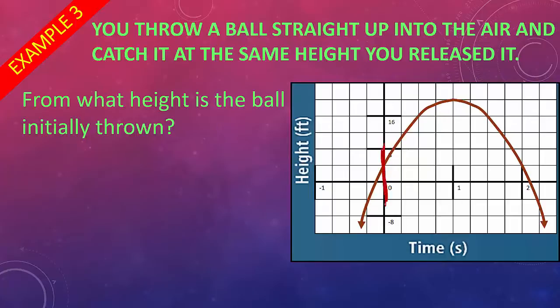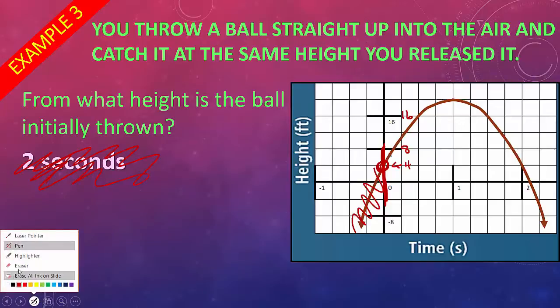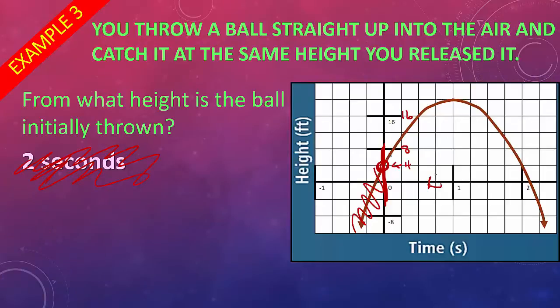So even though the graph does extend in this direction, since time can't be negative, this technically doesn't exist. Which means the starting point of the ball is right here, which if this is 8, this is 16. Remember, we said these were going up by 4s. So that would be 4, 2 seconds. That's not right. It should be, of course, 4 meters.